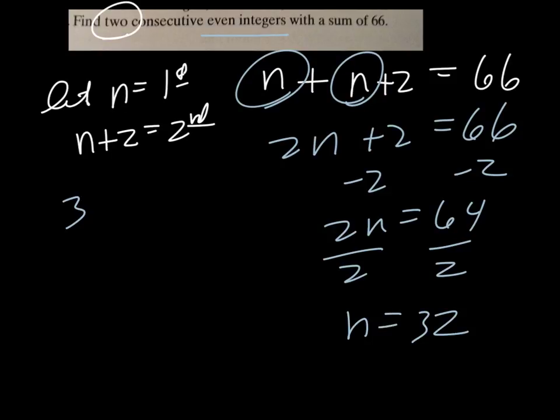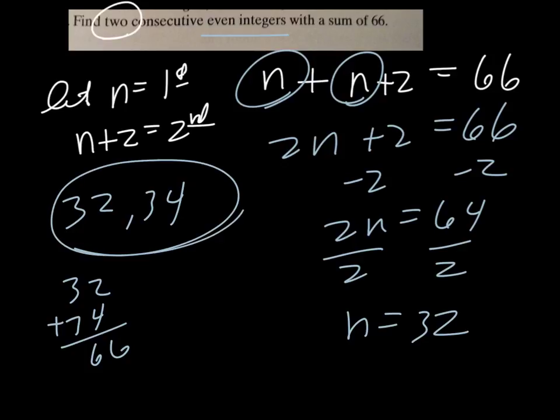So the first number is 32. The second number, we were skip counting, that's 34. Now you got to check that. What's 32 plus 34? That is 66. So my answer is 32 and 34.